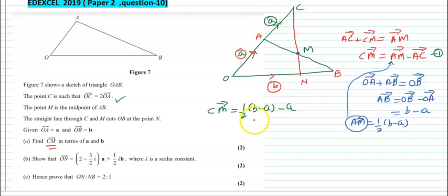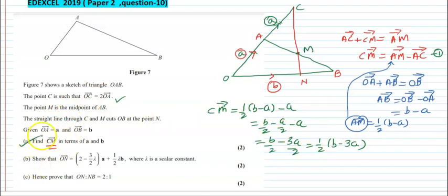If we simplify, it should be B by 2 minus A by 2 minus A, and it should be B by 2, and it is minus 3A by 2. Half is outside, it is B minus 3A. So this is the value of CM.